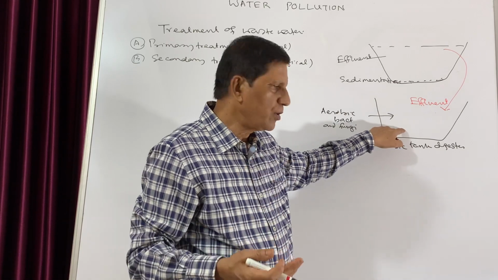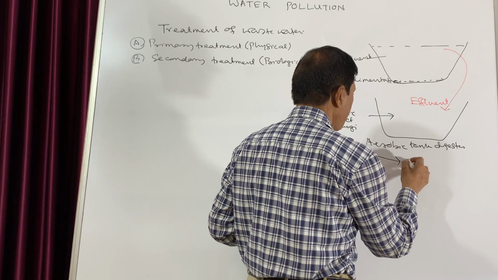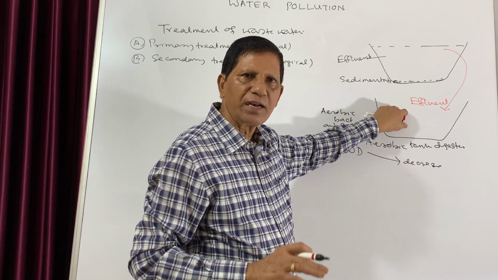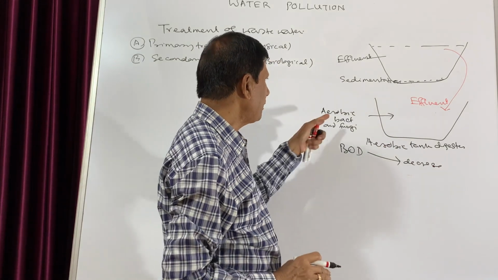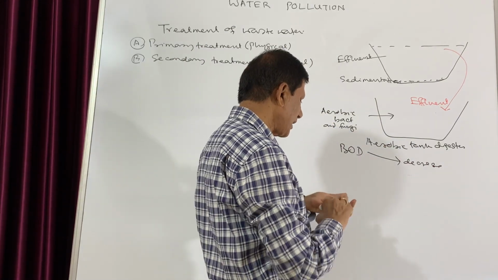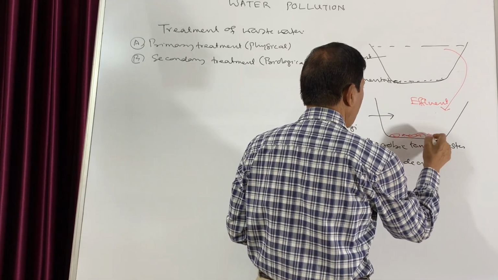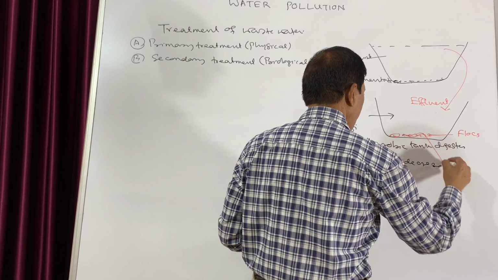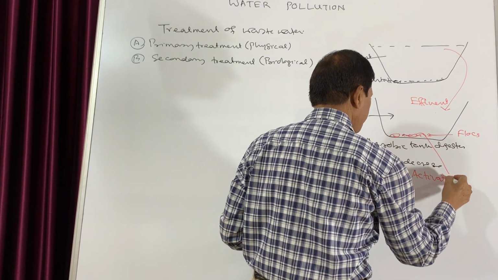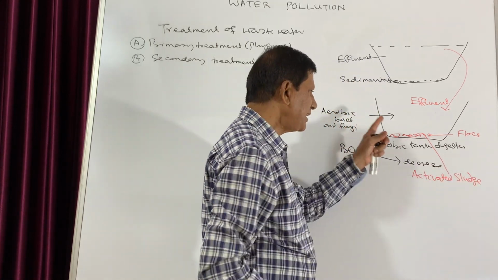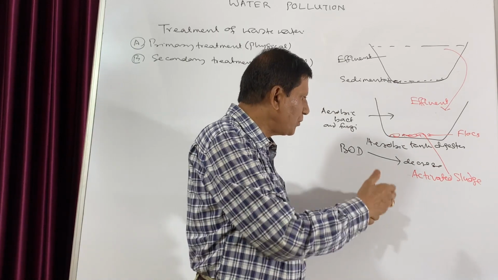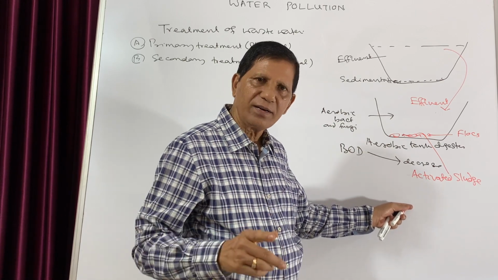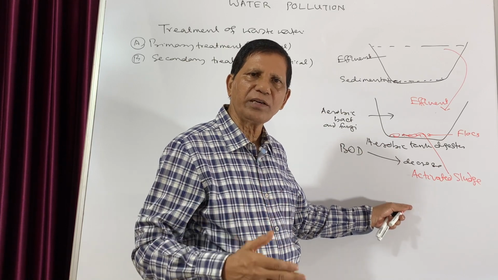That means the biochemical oxygen demand, or BOD, will go on increasing. The greater the BOD, the more polluted the effluent is. But a stage will come when the BOD will start decreasing. And when it starts decreasing, that means all the organic materials present in the effluent have been completely broken down, and ultimately the aerobic bacteria and fungi will be settled at the bottom in the form of plugs. And this is known as activated sludge.